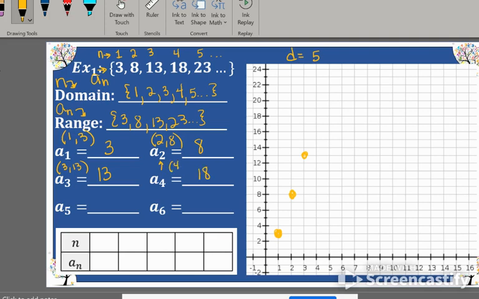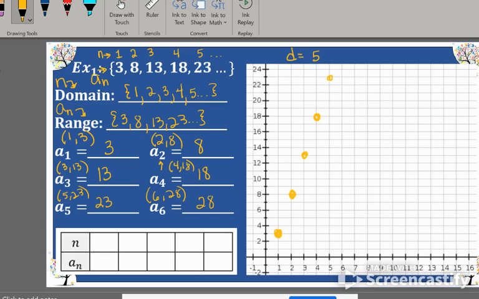Our fourth term is 18. We would write this as 4, 18, and we can graph this. Our fifth term is 23. This would be 5, 23. And our sixth term, we would add 5 to get 28. And so that would be 6, 28. And that would be off of our graph.